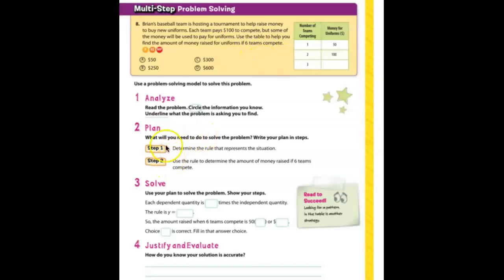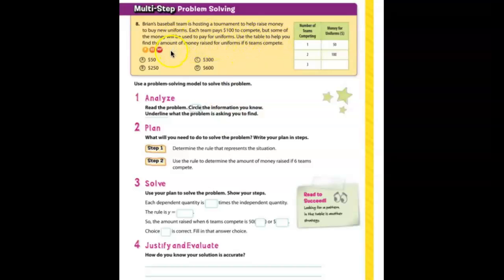Now, so we analyze the problem. First thing we have to do is just read it, and then we're going to go back and circle information that we know and underline what we're being asked for. I like to read the problem first, then I go back and I look just at the end, just at the question.